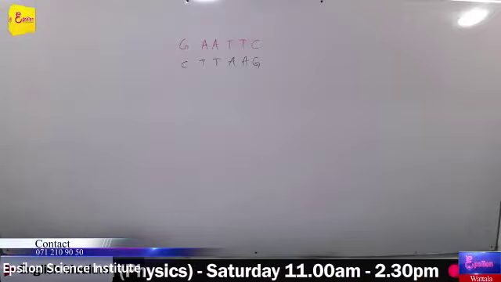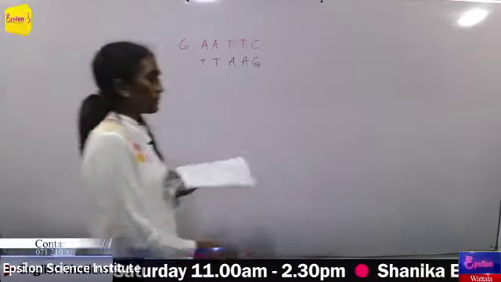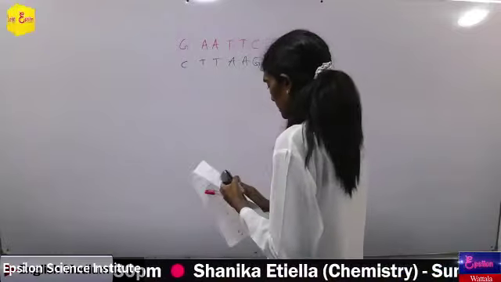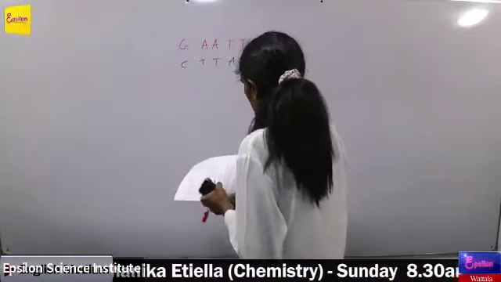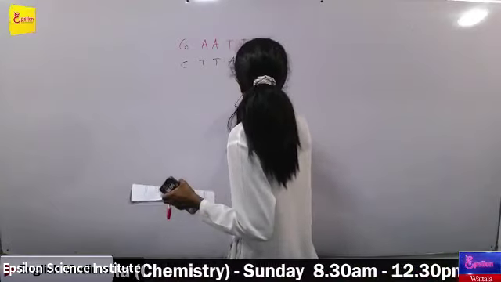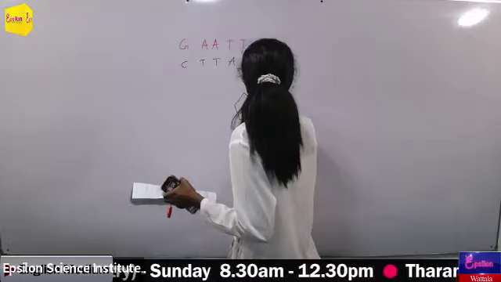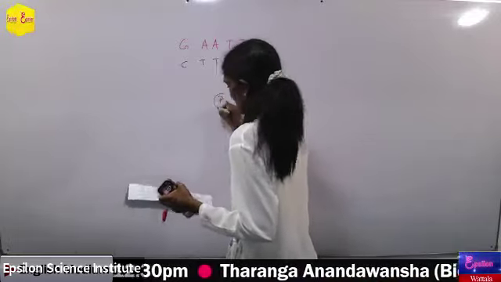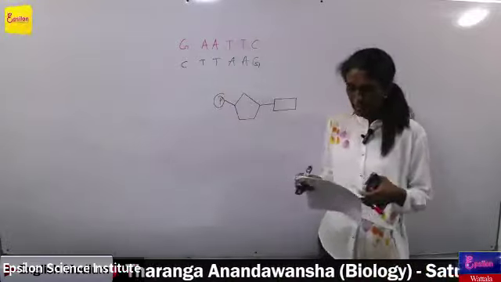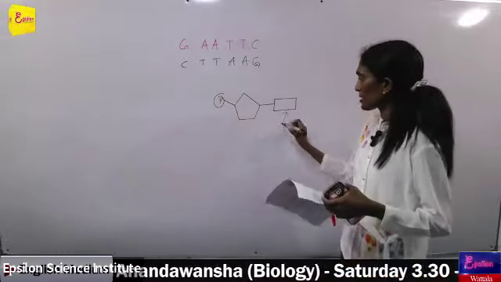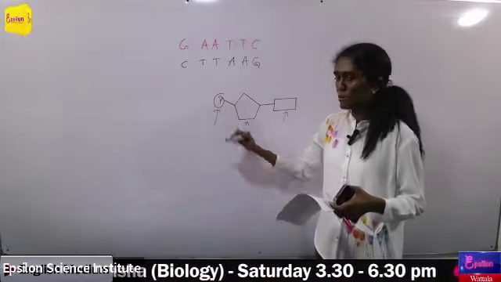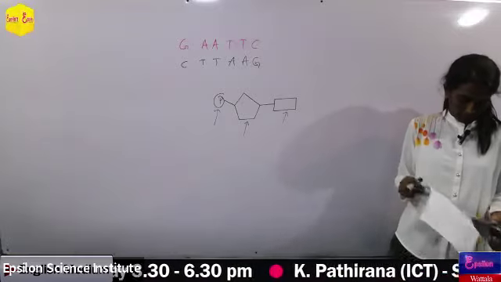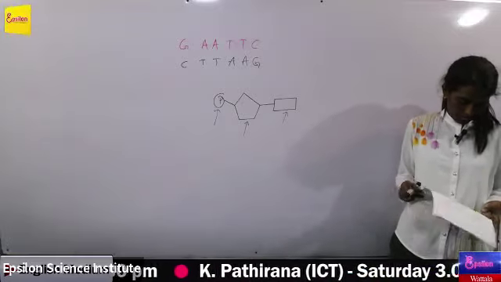Part B. You have to draw the structure of a nucleotide there. So you may draw it like this. Alright? Better if you can label it. This is the nitrogenous base. This is the pentose sugar. This is phosphate group. Okay? Alright? Next one.